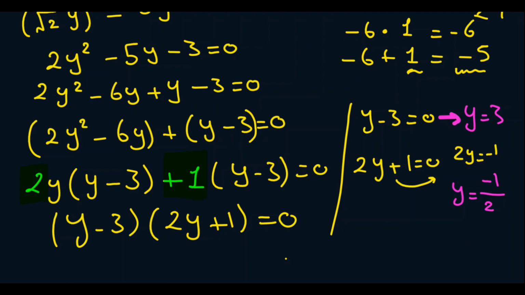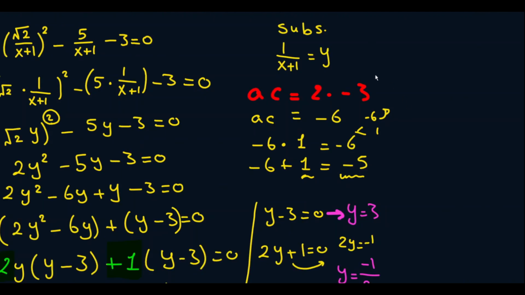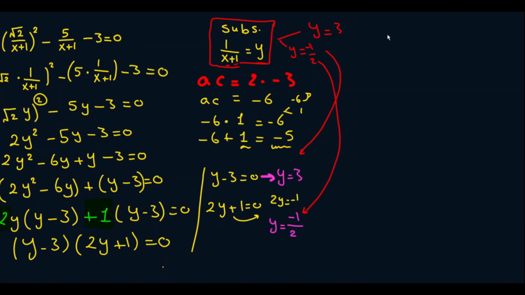Now, let's come to the final steps. And in order to finish this question, we need to go back to the first step. So if you remember, the first thing that we did in the question, substitute 1 over x plus 1 to the y. Okay, so let's go back over here. And since we did find y, we need now to find the x. So we're gonna find the x in two cases. One when the y was equal to 3, which is over here, and one when the y was equal to negative 1 over 2. So let's substitute back.